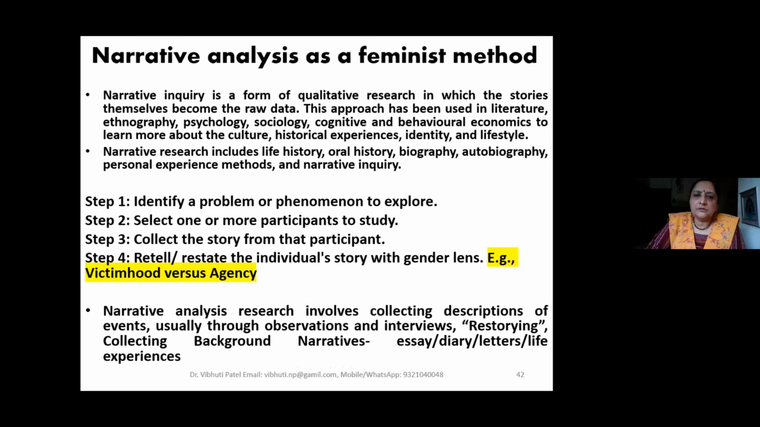In narrative research, first you identify a problem and phenomena to explore, then select one or more participants to study, then collect the story from the participant and retell the story from the perspective of your research, the theory that you are using. As I told you, the way a victim would speak, there would be a lot of blame game. But you as a researcher would be talking about their agency. You will not talk about the victimhood, because victims also do self-blame. And you know that it's the situation which is responsible.